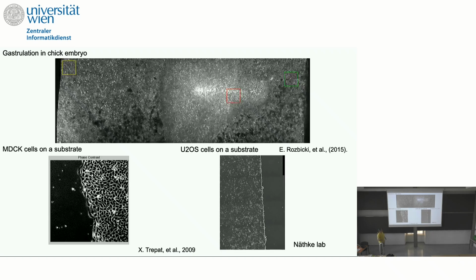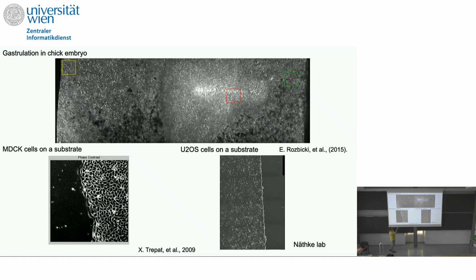Down here, what we see are so-called MDCK cells. So these are cells derived from kidney cells of a dog, right? So this is done by Chavitre-Pa. These are grown on a substrate, right? So these cells are living on a substrate.